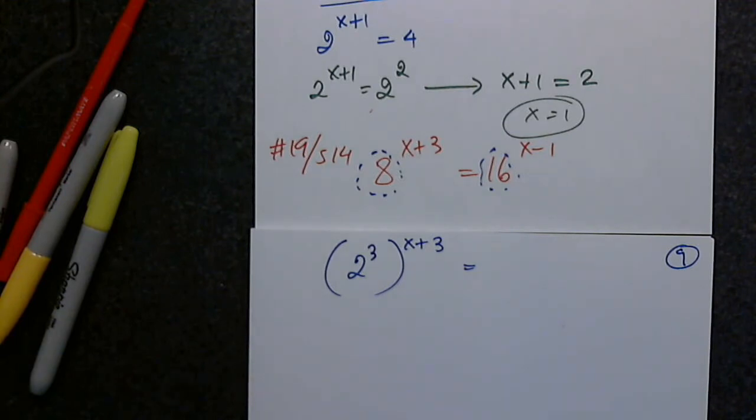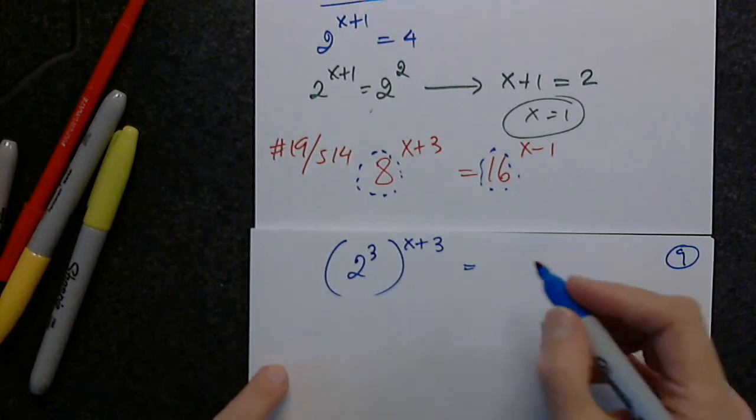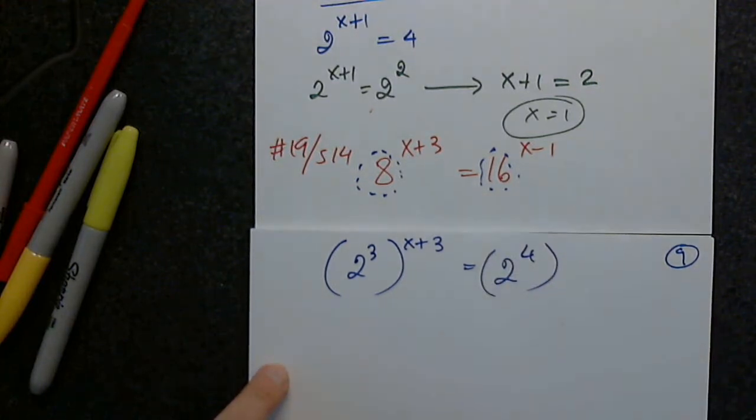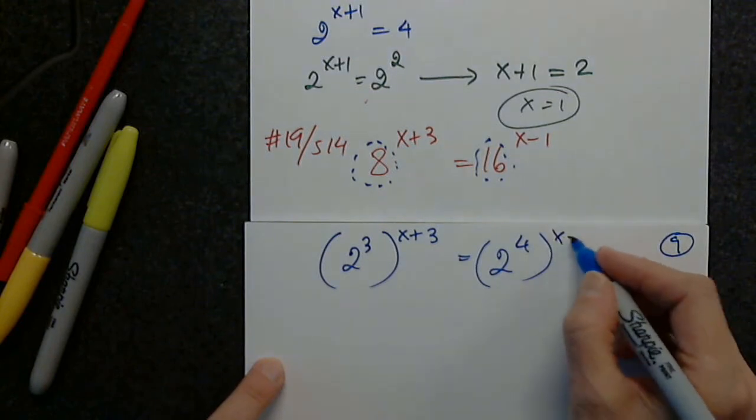What do I have on the right-hand side now? I'm hoping for the same base. If I can't get the same base, then I have to start from scratch with a different option. 2 to 4. Do you all agree with 2 to the 4th and absolutely mandatory parentheses and x minus 1?